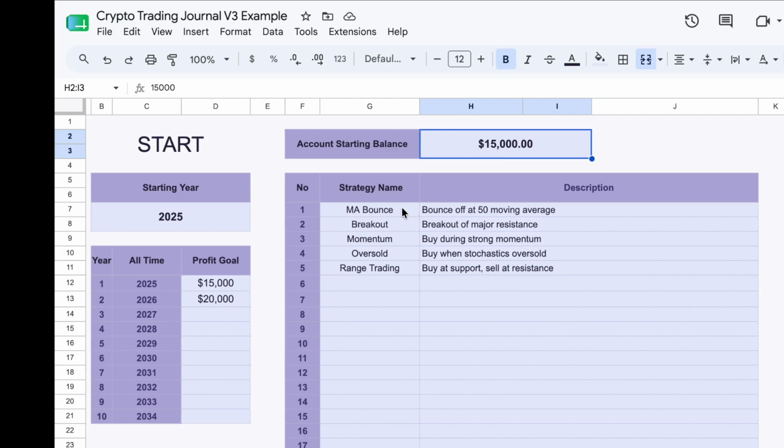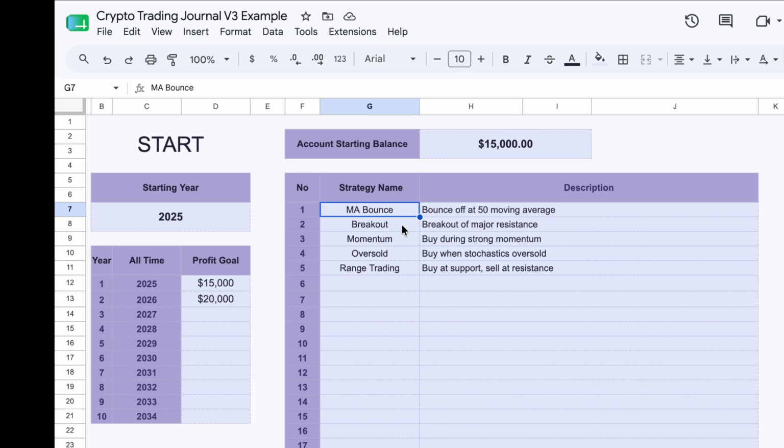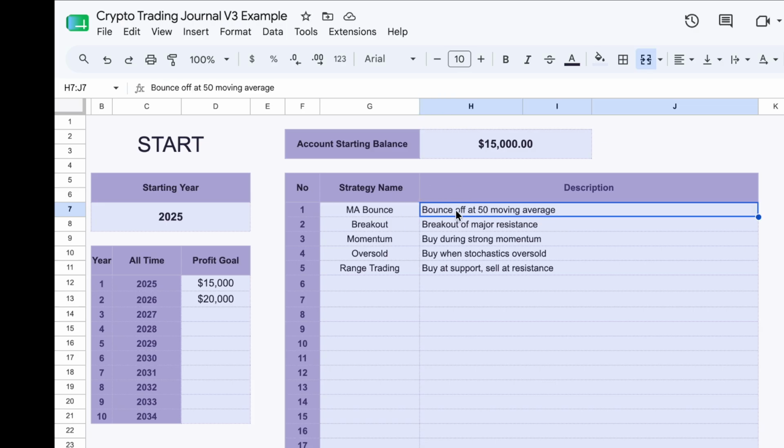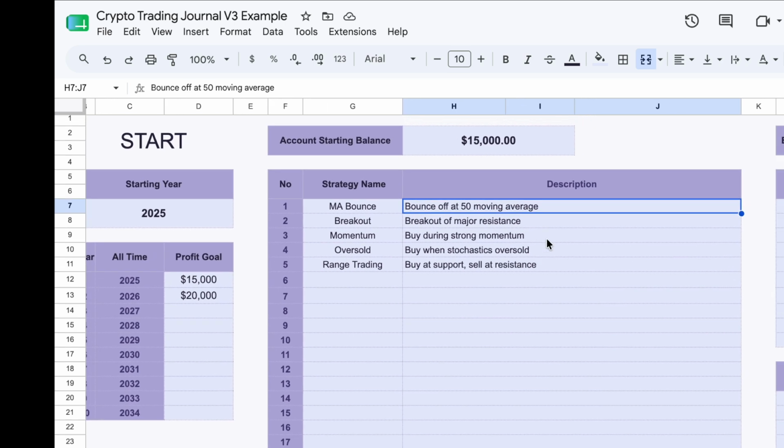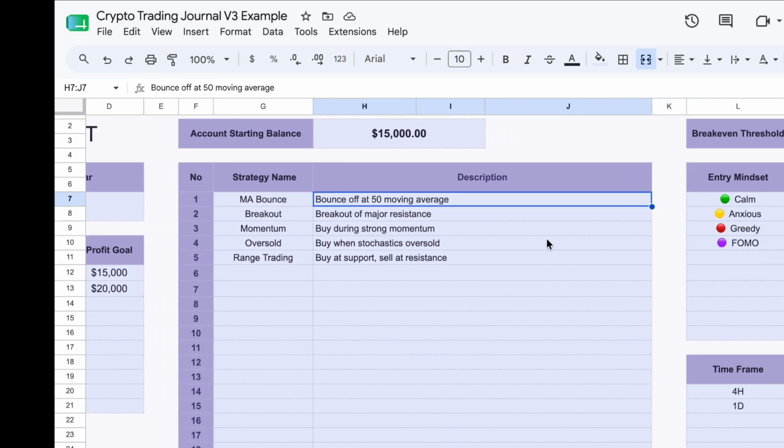Below that, you'll define your trading strategies. Give each strategy a name along with a short description, such as your entry rules, exit rules, or confirmation checklist. It's a simple feature, but it becomes incredibly useful when you're reviewing trades months later.